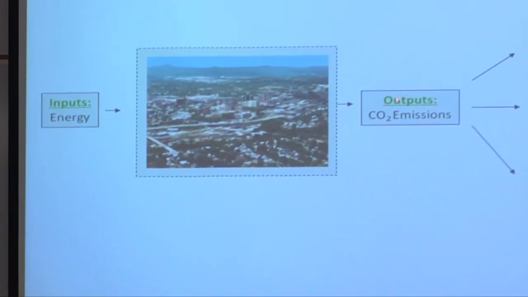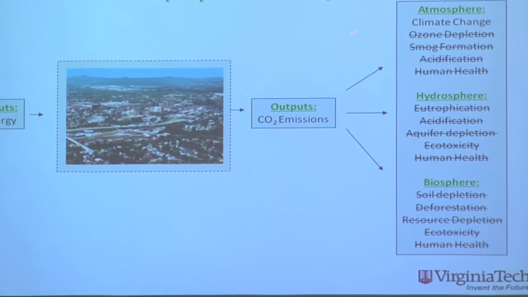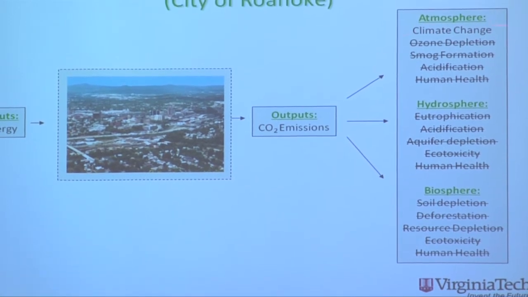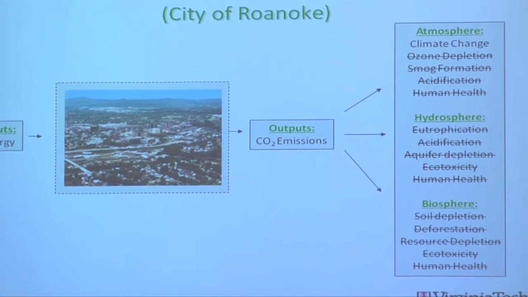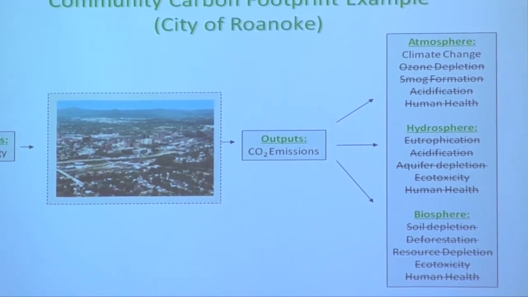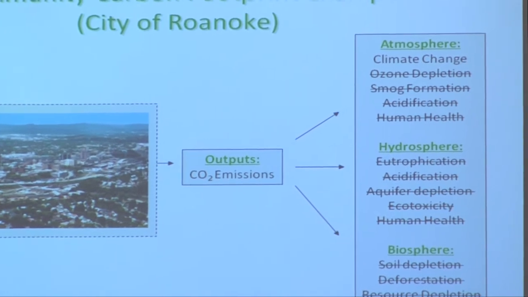So here's what we're going to do. We're going to take all the inputs for the city of Roanoke and all the outputs, and we're just going to look at this particular environmental impact. We could go back and look at these others and talk about them. It's not that they're not important. It's just that politically people have decided carbon's the one we need to go for first.